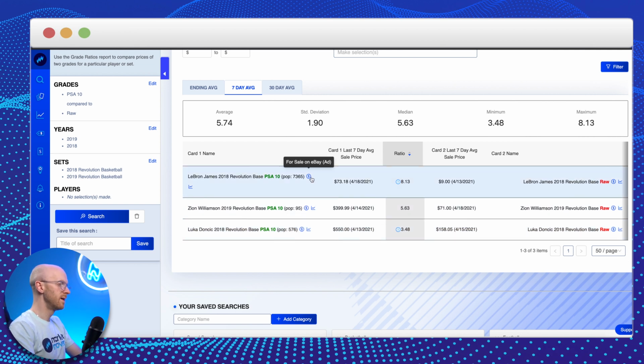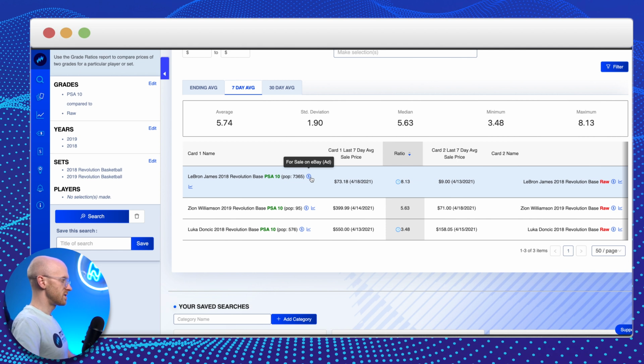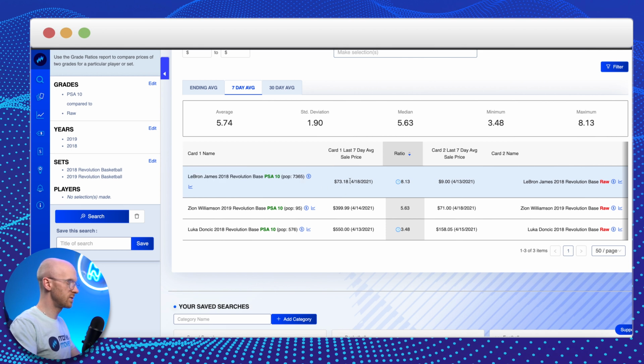But let's say LeBron. This is LeBron's first year with the Lakers. Obviously the pop count is pretty high here. I know that this card was up over $100, maybe $120 at one point. But look at the raw. I mean, $9. This is an opportunity where I actually did this, and I have some of these at PSA right now. Don't know when I'll ever get them back.